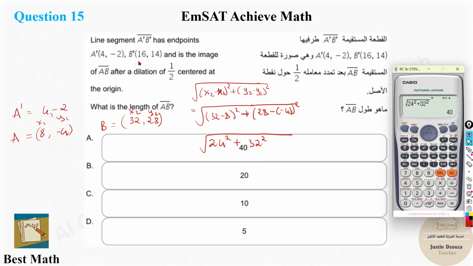I hope this is clear. The only tricky part over here is they have given you dilated coordinates. The scale factor of the dilation was half, but they want you to find the length of the original. So when you find the original coordinates, make sure you multiply by 2, because these are dilated. From the original, they were multiplied by half. To get the original, multiply by 2, make it bigger, okay? And that's the answer. The answer is 40.